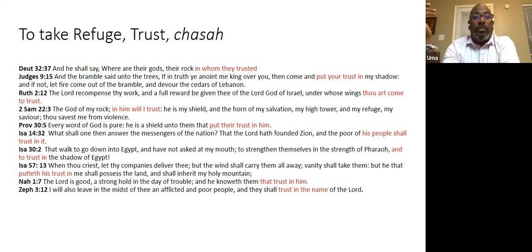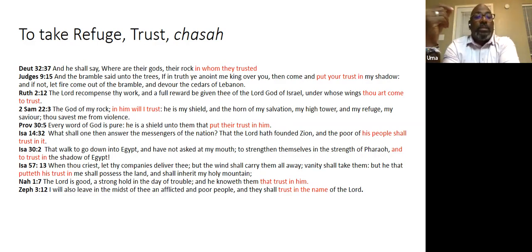In Judges, it talks about, "Then come and put your trust in my shadow." This is again in reference to a king. In Ruth, "A full reward be given to thee of the Lord of Israel, under whose wing thou art come to trust." Again, this is in reference to Yahweh.